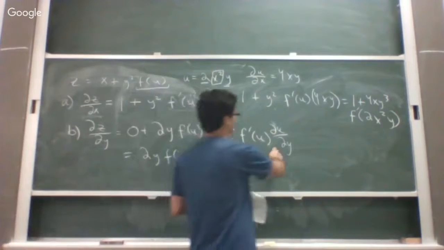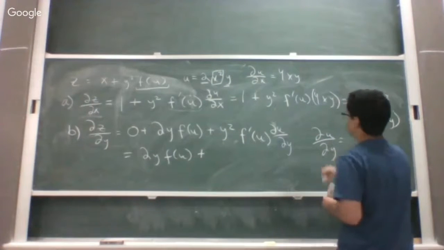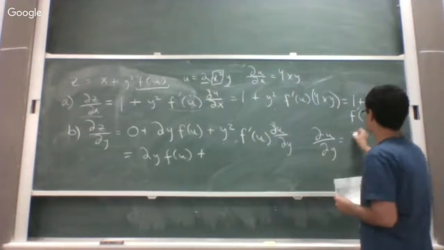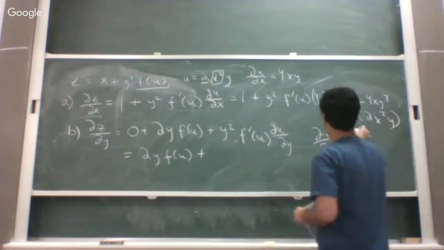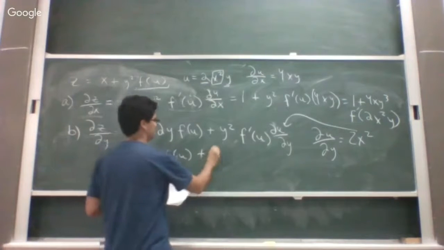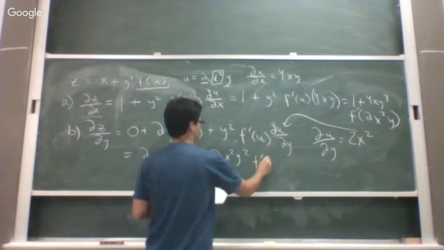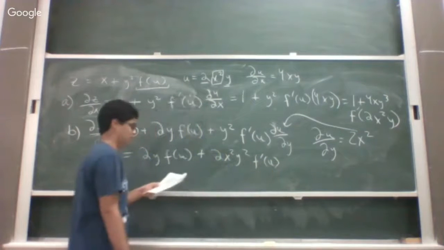we found, so what is du dy? The partial, 2x squared. We plug that in here. So then what do we get? 2x squared, y squared, f prime of u, and that is it.